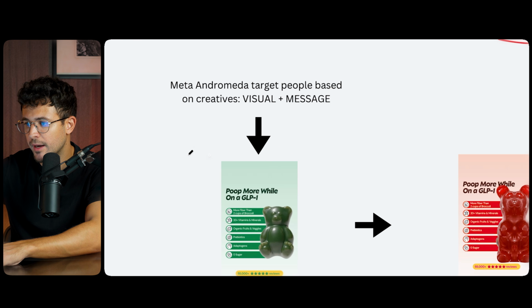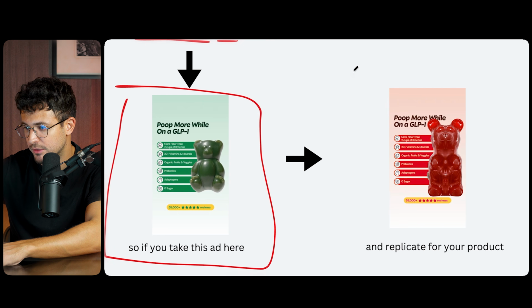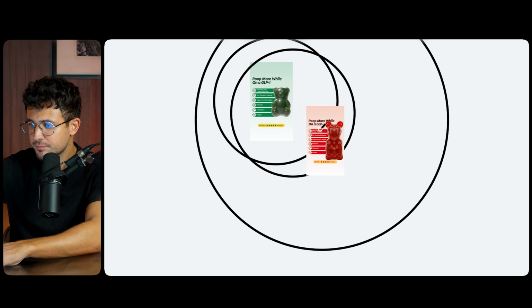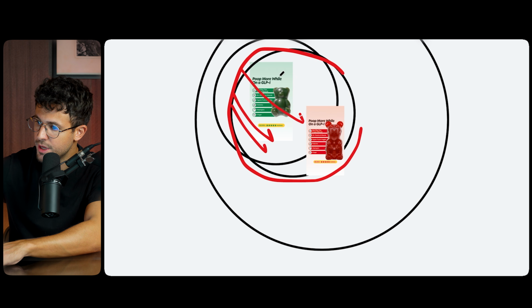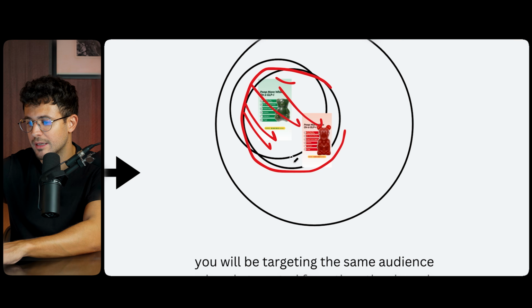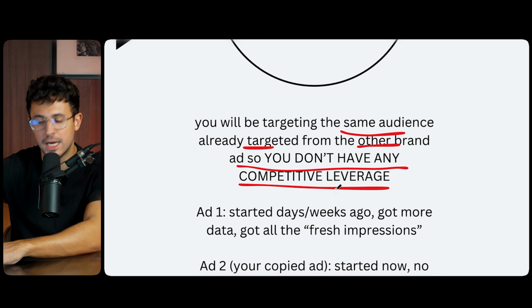Meta Andromeda targets people based on visual and message. So let's say you have this ad, you take this ad and you copy it, you adapt it for your brand and replicate it for your product. What is going to happen is that your ad here is going to target an audience, as you can see here, that is overlapping with the other ad that has already been running and targeted the same audience. So you're basically going to target the same audience that was already targeted by the other brand. So you don't have any competitive advantage.